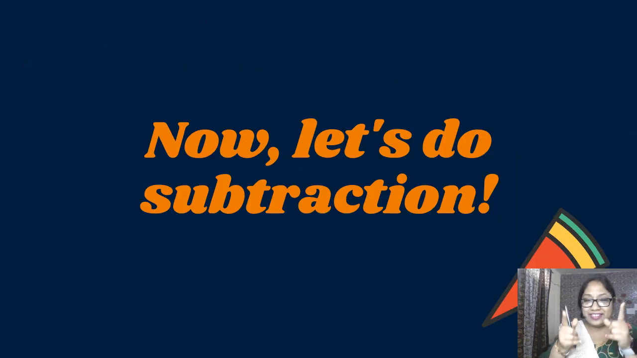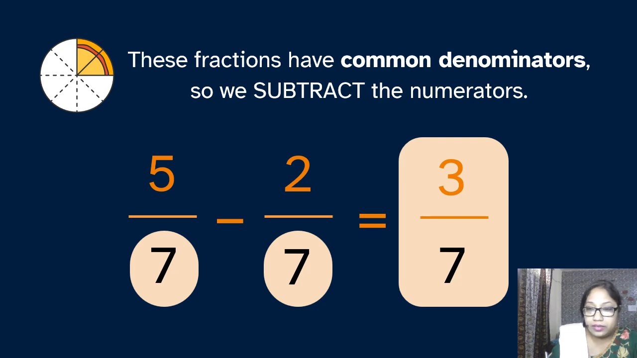Now let's learn subtraction. Fine. Now we will do subtraction of fractions. हमारे पास example है 5 upon 7 and 2 upon 7. In this we have 7 as the common denominator. Common denominator, that means ये like fractions हैं. Like fraction में same rule follow होता है as we did in the addition of the like fractions. These fractions have the common denominators.